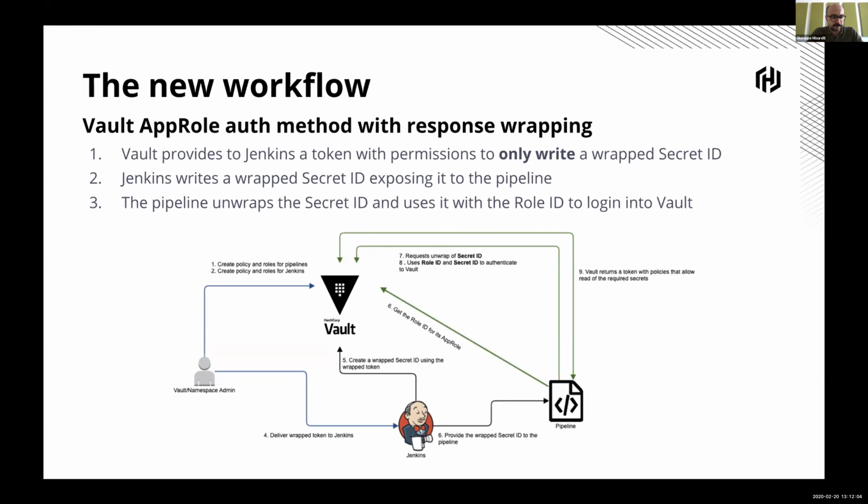Once the secret ID is unwrapped, it has actually the secret ID. With this secret ID, together with the role ID, the pipeline can now log in into Vault and do again whatever it is allowed to do by the policy and the roles associated to that pipeline. Cool.